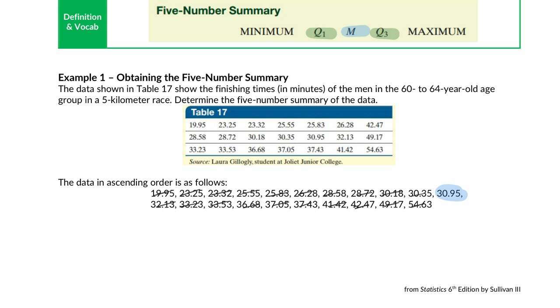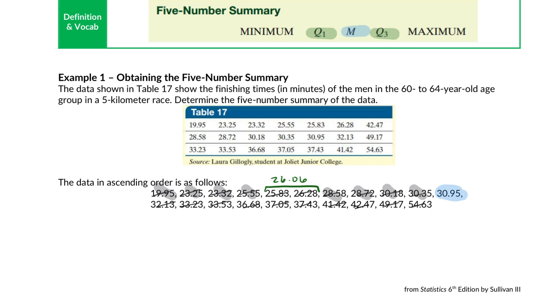So if we go back and we look at just the data that's less than 30.95, and I start crossing them off the other way, I guess I'm doing this with highlighter, I see that I have 2 in the middle. So what I will do to find the quartile 1 is I'm going to take these 2 and average them together. So I would do 25.83 plus 26.28 divided by 2, and you should get 26.06, yes?